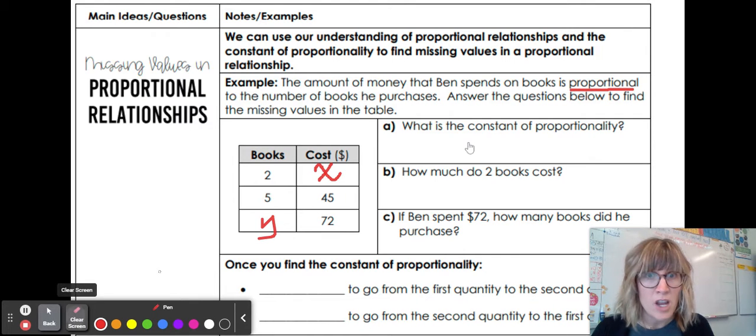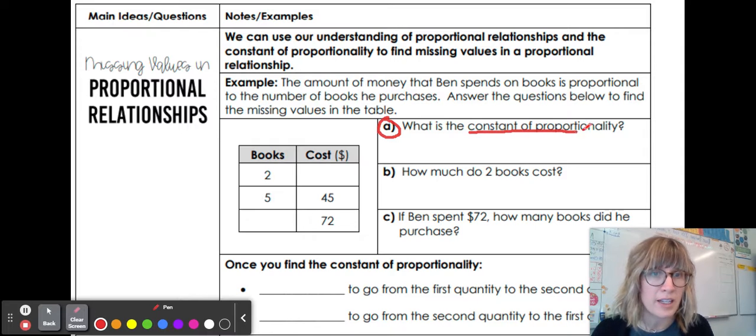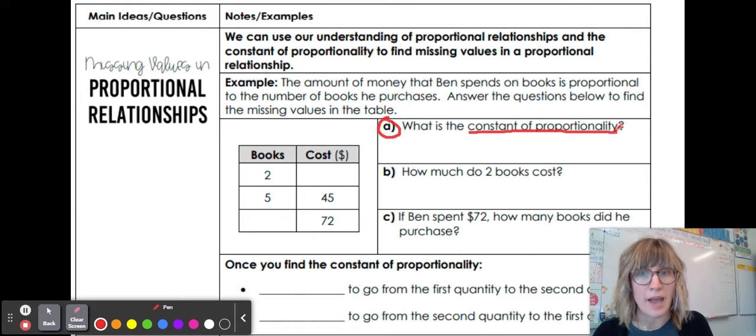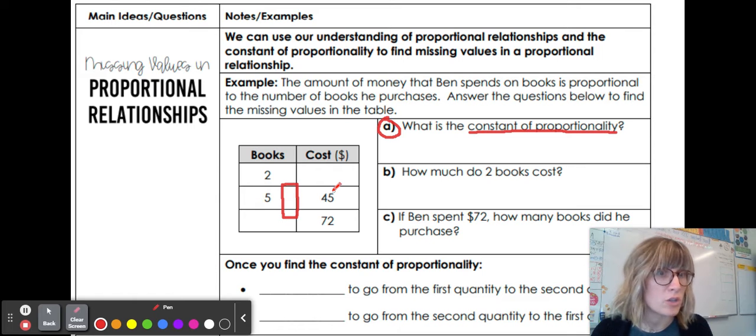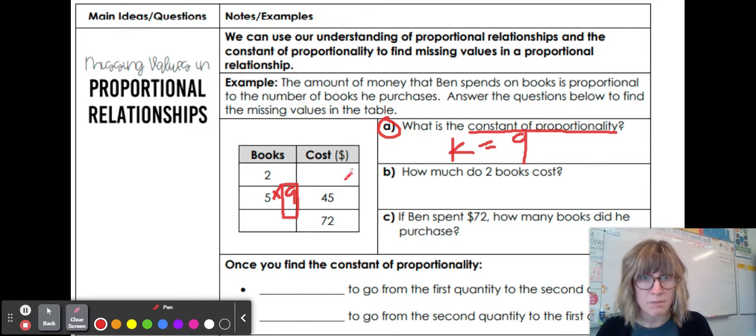So in this case here, we are trying to first determine what the constant of proportionality is. What is the rate? What's it changing by? In other words, we could think of a familiar concept in a ratio we're given. What did we do to this 5 to turn it into a 45? Well, we multiplied it by 9, right? So the constant, we call it K, is equal to, represented by an equal sign mathematically, 9. How much do 2 books cost then?